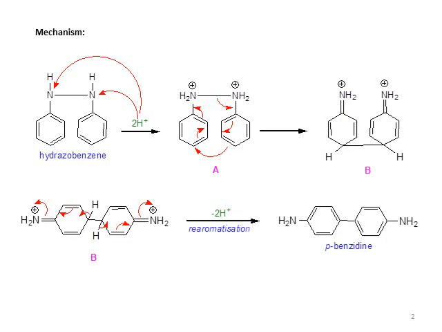Then loss of two protons from intermediate B, that is rearomatization of intermediate B, gives para-benzidine. This is how hydrazobenzene undergoes rearrangement in presence of acid to give para-benzidine.